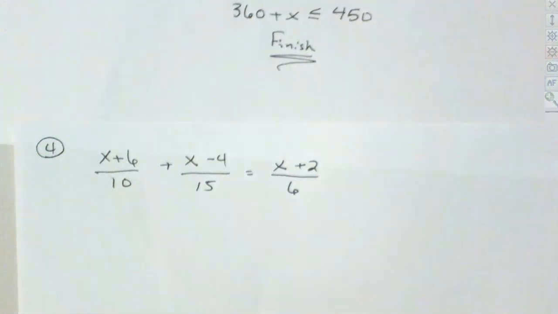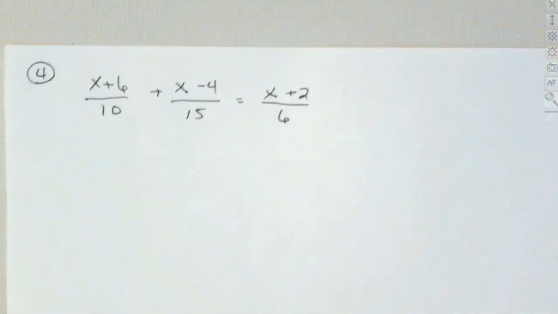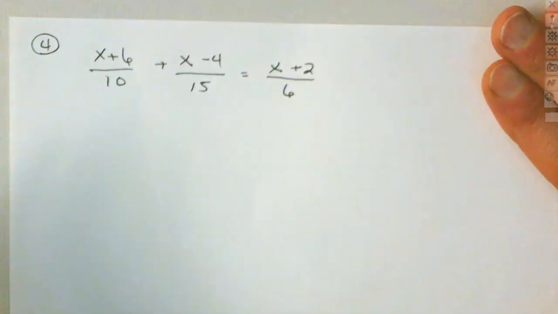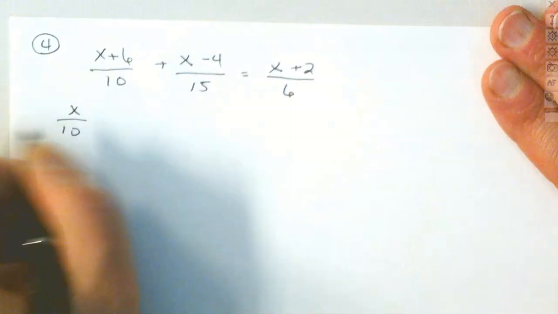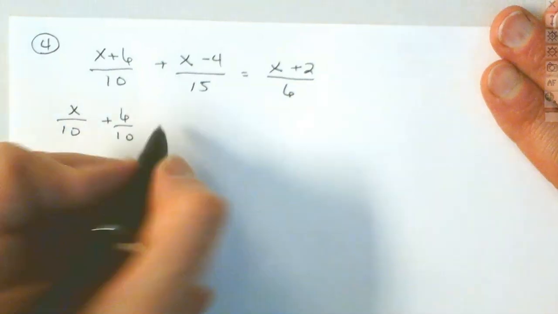What we need to do is clear out these fractions. What I would recommend to make it as easy as possible and to reduce the likelihood of making a mistake is I want you to make all of these individual fractions. So rewrite this as 2 of them here. So I'm going to write this as x over 10 plus 6 over 10. See, I'm splitting them up.